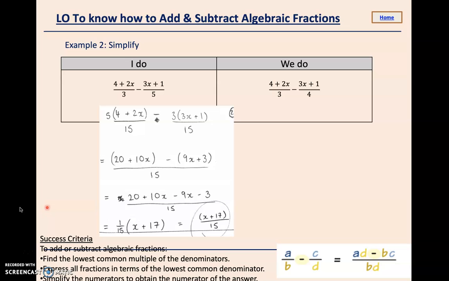If you can pause the video now and spend a minute trying to solve the we do. So there's the answer for the we do. Make sure you've got that down. Make sure you've marked it if you've got it correct.